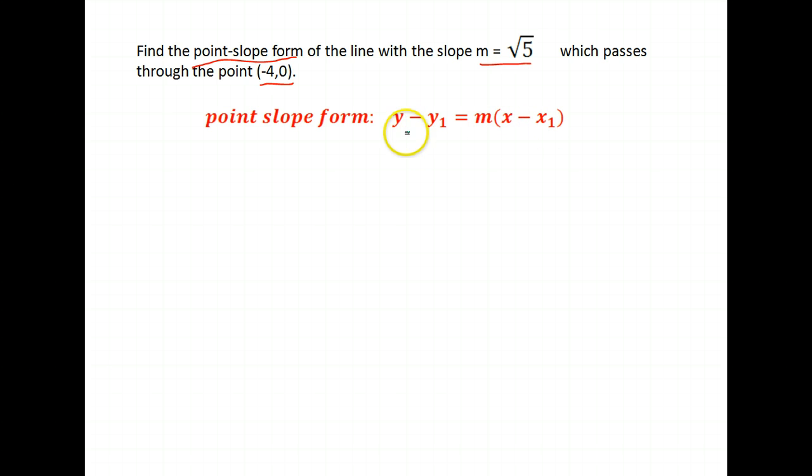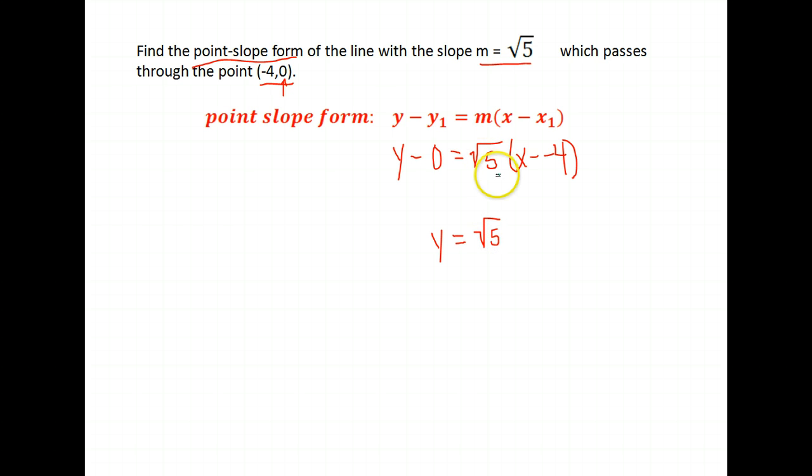So we just fill in our point and our information. So y is just the letter y, minus y1, that's the y from our point, which in this case was 0, equals m, our slope, which was the square root of 5, times x minus the x from our point, which was -4. And then we simplify anything we can. We could leave this y minus 0, or you may want to just write y, because really y minus 0 is just y.